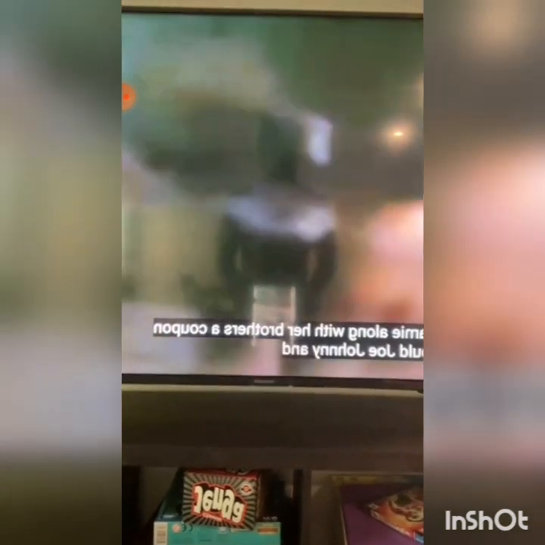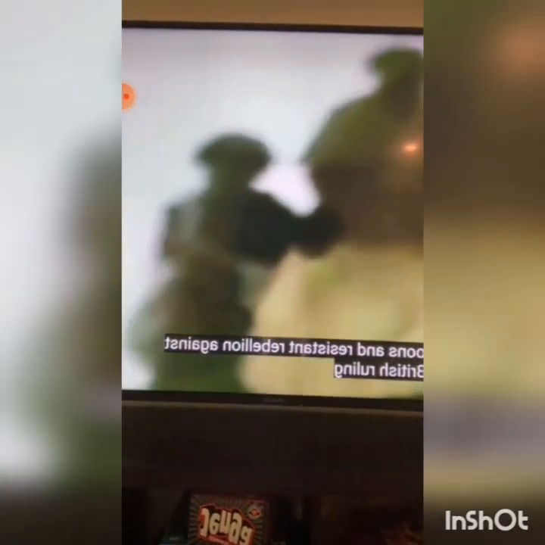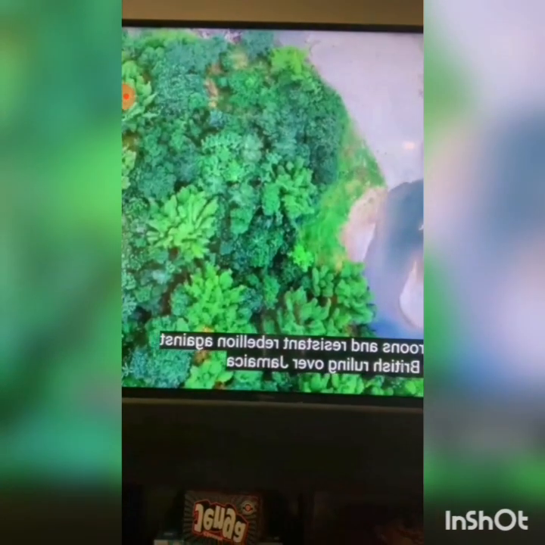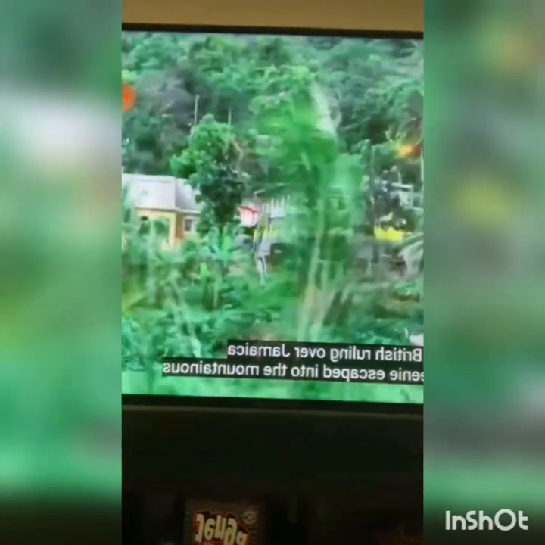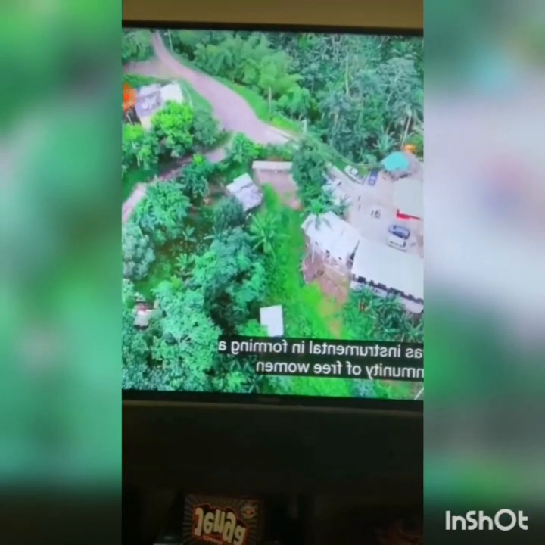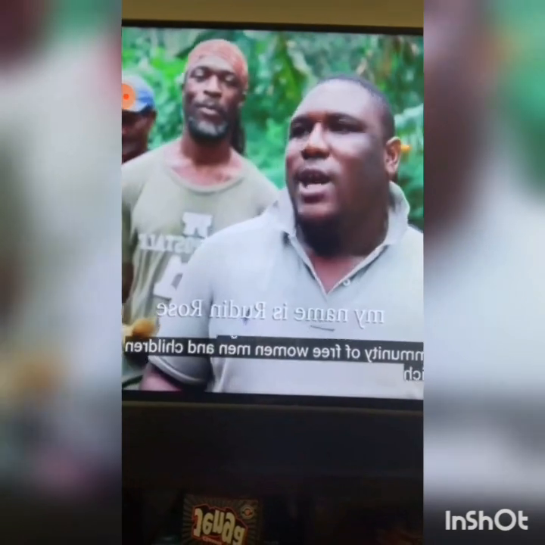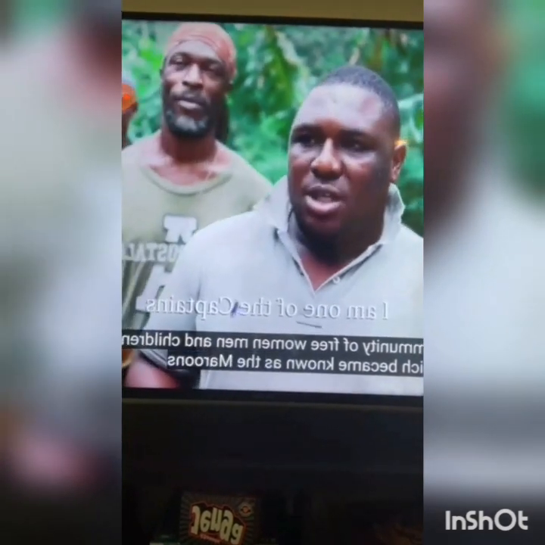Nanny, along with her brothers, Akapong, Kujo, Johnny, and Kwai, became known for their bravery in leading the Maroons in resistant rebellion against the British ruling over Jamaica. Queen Nanny escaped into the mountainous landscape of Jamaica and was instrumental in forming a community of free women, men, and children which became known as the Maroons.